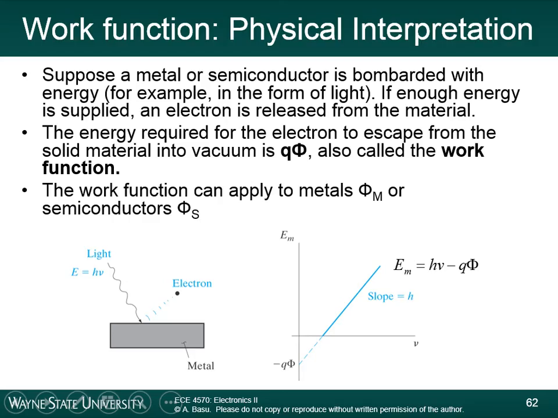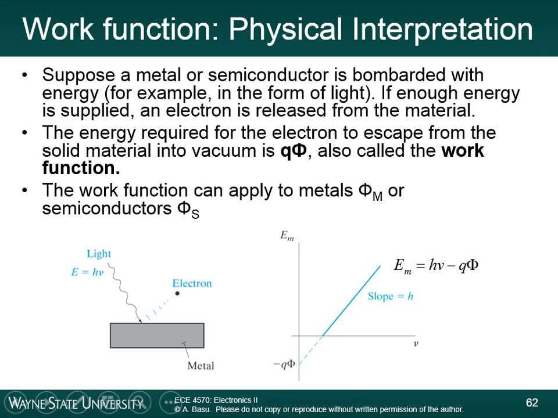This graph here shows the frequency of the light, and this here is showing EM. So this is the energy of the electrons that are emitted. So you'll notice that there's a way to actually measure the energy of the electrons emitted. We're not going to get into that right now.